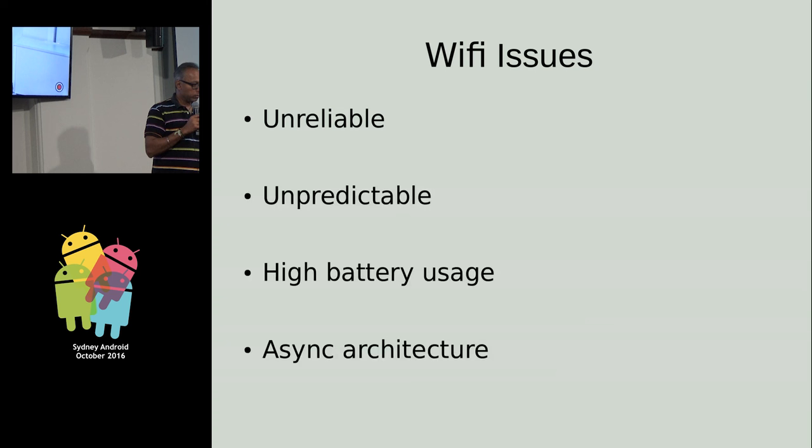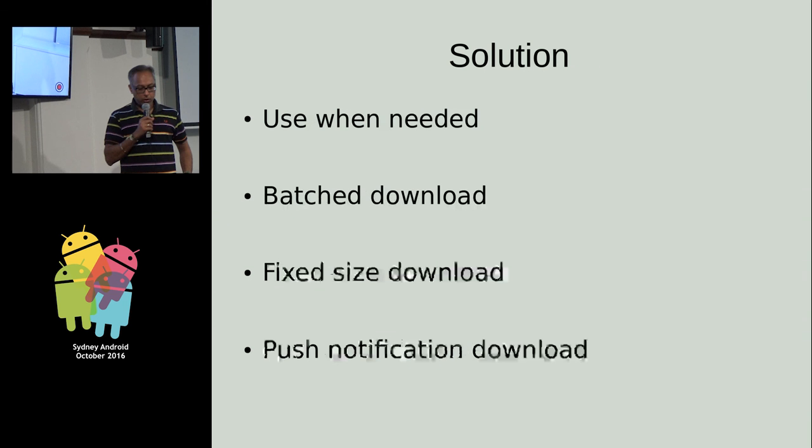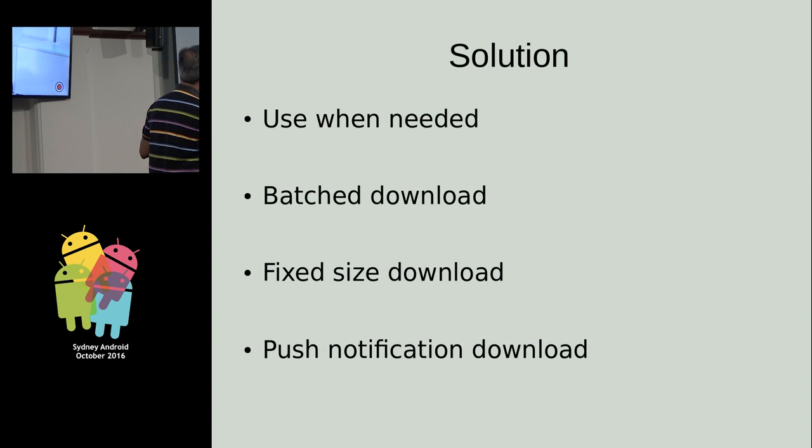Now, we see that there are a lot of issues with Wi-Fi and 3G. What are the solutions? Well, these are some of the solutions. This is a high-level solution that most of the time, before Ice Cream Sandwich, pre-4.0, we app developers used. So we use the connection when we need it, and then we batch the download. So we batch whatever we need to download.